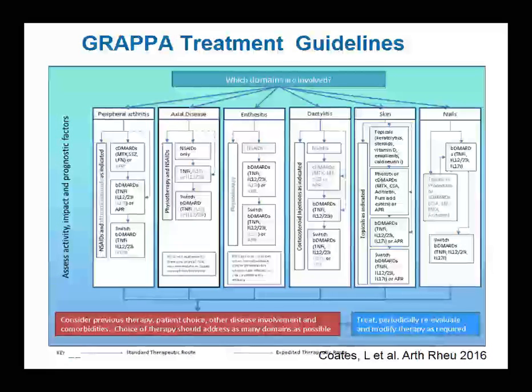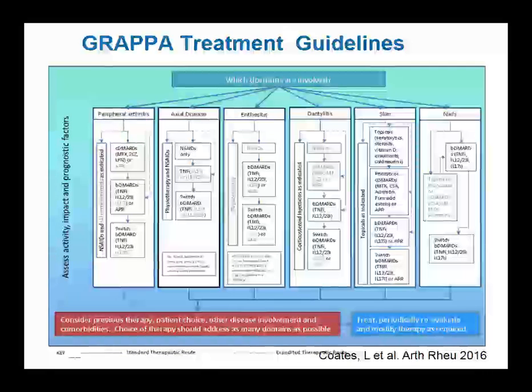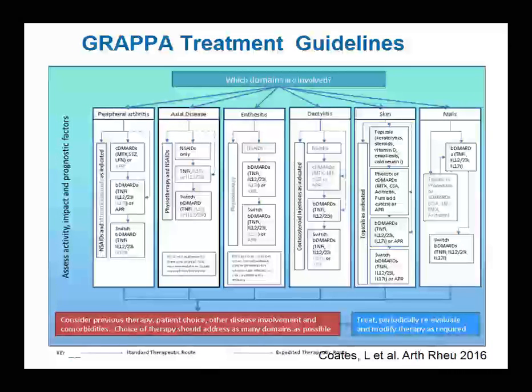So I also wanted to, I know this is a busy slide, but GRAPPA, which is an international research group on psoriatic arthritis, just published their GRAPPA treatment guidelines, as you can see here. And I think the point I want to make with this busy slide is that treatment is now really focused on domains. So these rectangles are meant to help the clinician look at whatever domain is affecting the patient most, and then the algorithms get followed by whichever domain is dominant.